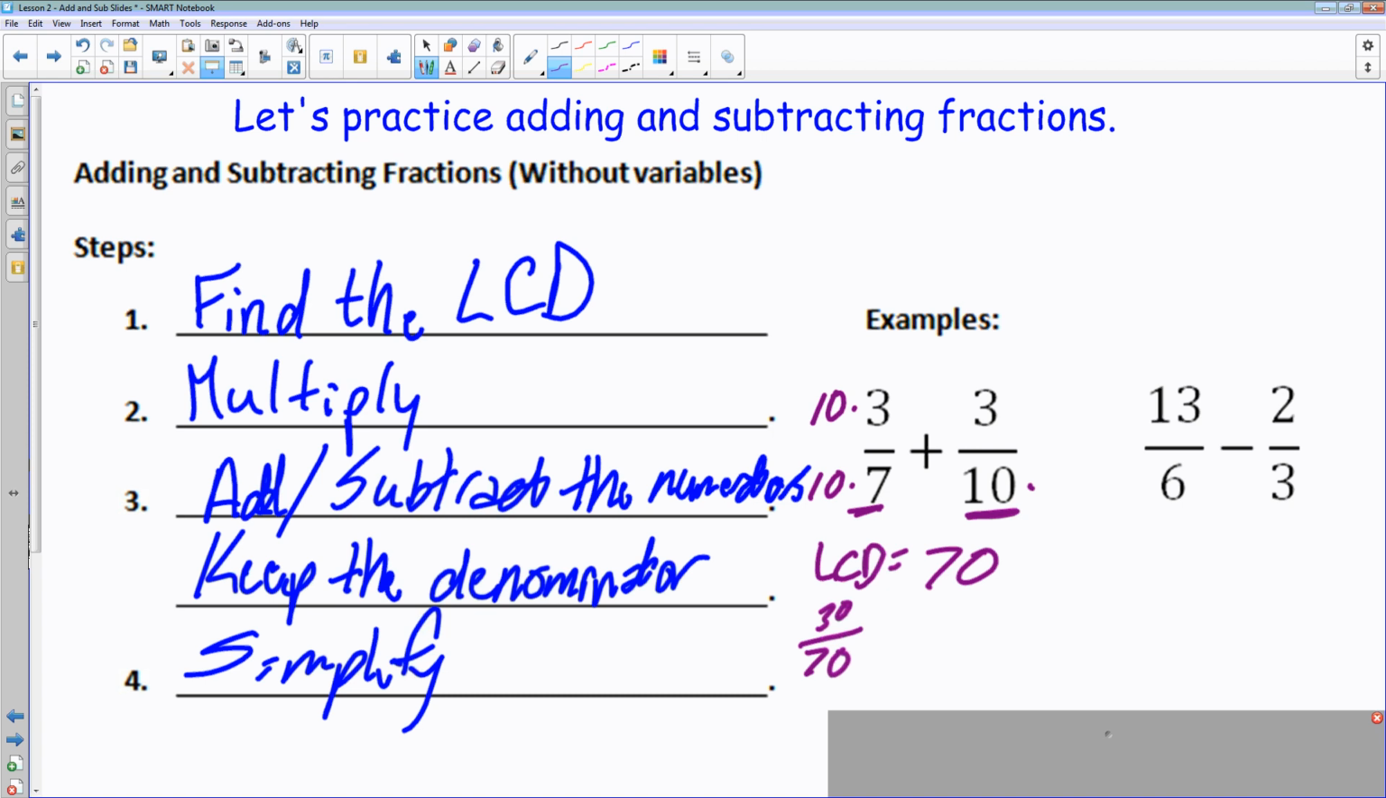And then here I've multiplied by 7 over 7 to get 21 over 70. And then I'm going to add. And when I add those, I get 51 over 70, and that does not simplify.